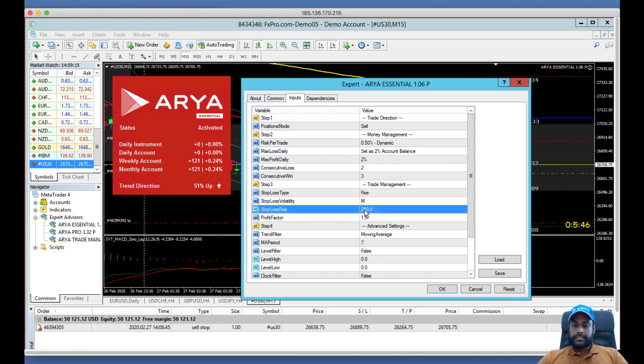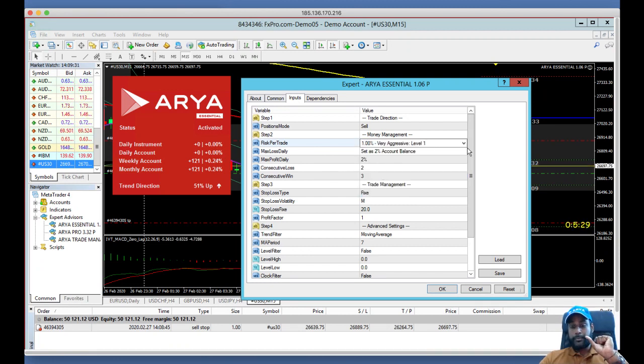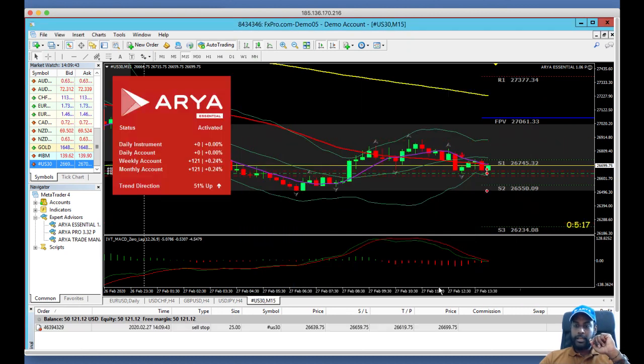Okay, you can also say, I want a stop loss of 20 pips. I want a profit factor of 1 to 1, and I want, for example, to risk 1% of my capital on that trade because I'm someone who is aggressive. Okay, so I have a stop loss of 20 points, and I'm reaching for 20 points as a take profit. So it's a really small trade, I'll say, but why not? And I want to sell. Click on OK and see what will happen.